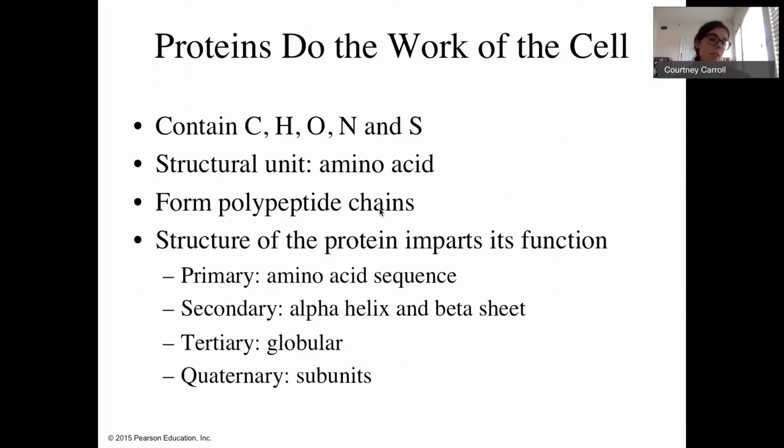Proteins have carbons, hydrogens, oxygens, but uniquely have nitrogen and sulfur. The structural unit for a protein is an amino acid. So they're made of chains of amino acids that form a polypeptide chain. For proteins, the structure is super important here. A primary level of structure is just going to be the polypeptide chain of amino acids. For secondary, those polypeptides are going to form shapes. They're either going to twist into a helix or fold into a sheet. They can come together with other polypeptides to form the tertiary structure, either fibrous or globular, for example. And sometimes proteins all work together, and so we call that the quaternary level of structure, the 4th level.